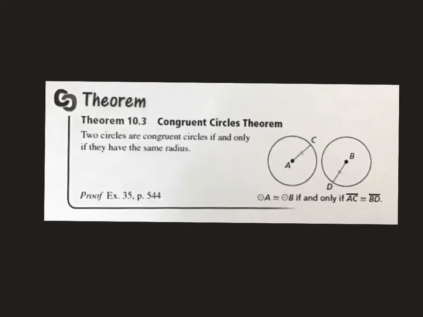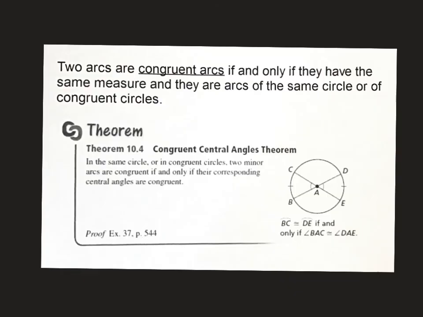So this theorem 10.3, the congruent circles theorem, just says that 2 circles are congruent if and only if they have the same radius. So if their radius is not the same, they're not congruent at all. So two arcs are congruent arcs if and only if they have the same measure and they are arcs of the same circle or of congruent circles. So it's okay if they're not in the same circle as long as the two circles they're in are congruent to each other.